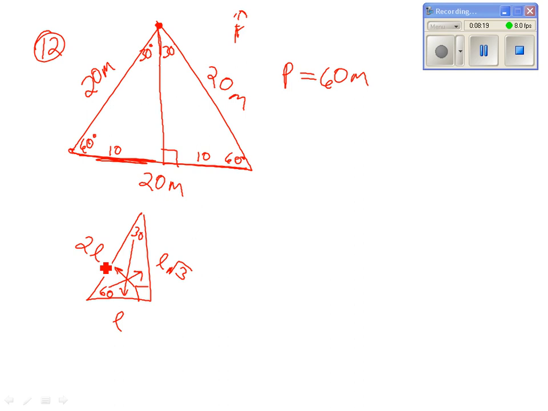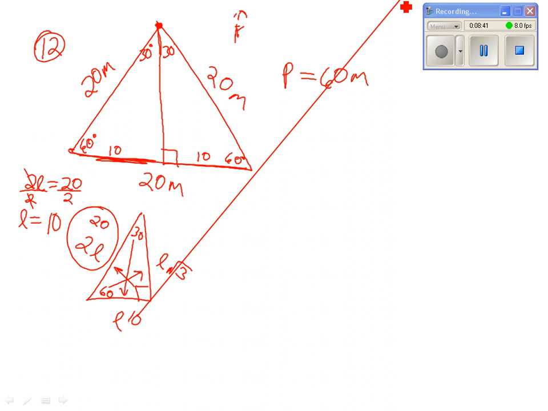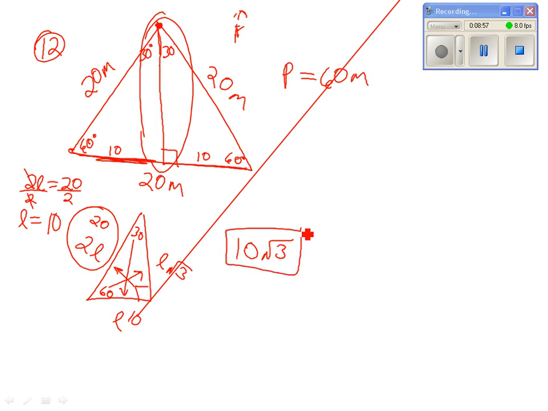How long did they tell us this side was? 20. Now, we already found this side, but even if you didn't know that, then you set up this equation. 2L equals 20. Divide by 2, what's L equal? 10. So how long is this side? 10. We didn't really need to know that. What they wanted to know is how long this altitude right here is. Well, what's it going to be? How long is that altitude going to be? 10 times square root of 3, 10 times radical 3. So that's your answer.